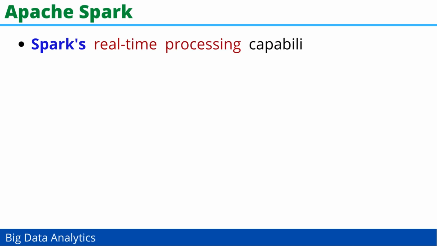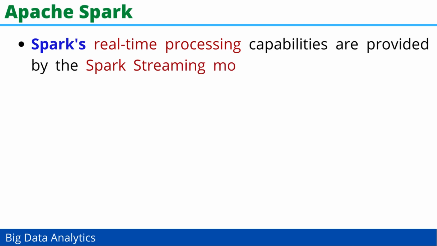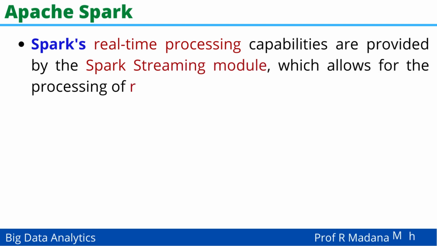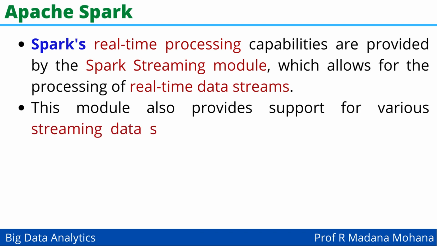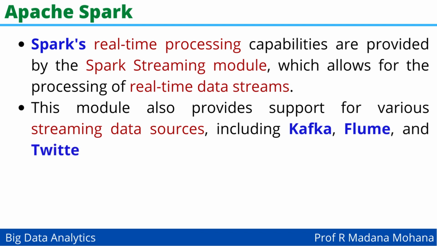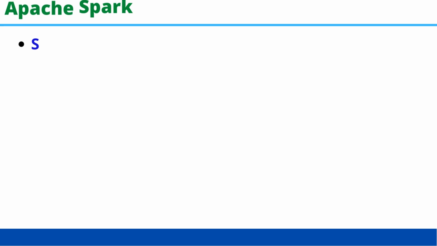Spark's real-time processing capabilities are provided by the Spark Streaming module, which allows for the processing of real-time data streams. This module also provides support for various streaming data sources, including Kafka, Flume, and Twitter, among others.